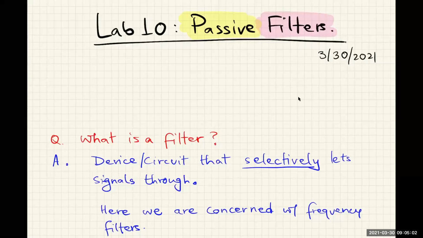Hello, everyone. Welcome to week 10 of this course. In this week's experiment, we're going to look at passive filters made out of resistors, inductors, and capacitors.